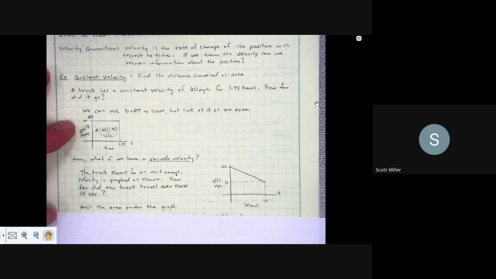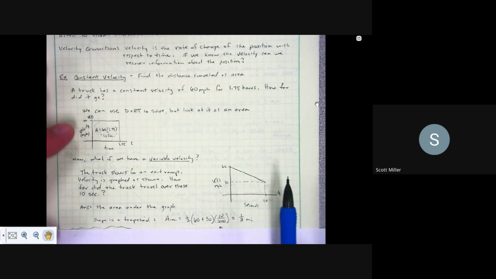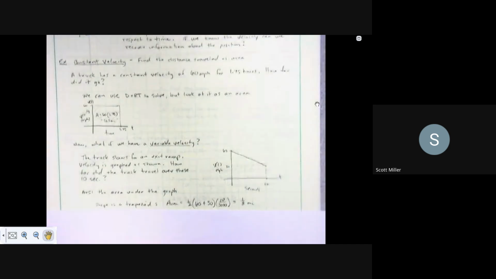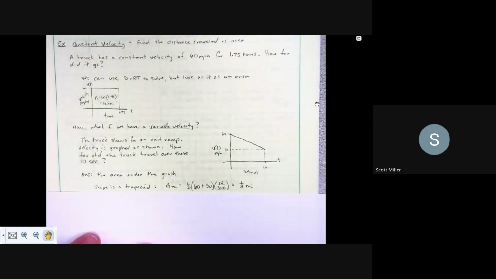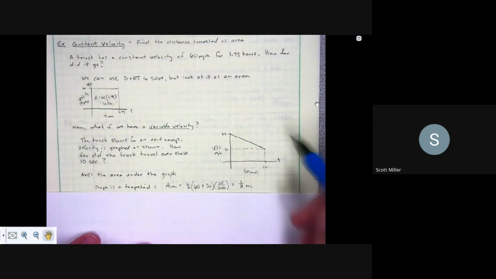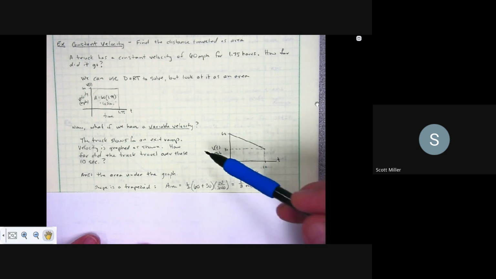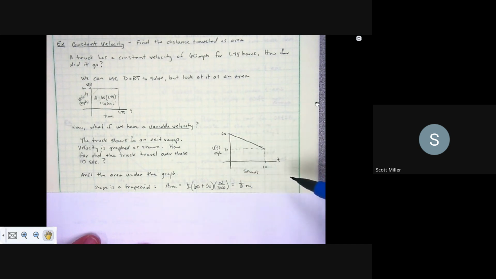Well, that area is a trapezoid. So it's the shape of a trapezoid. The formula for the trapezoid is 1/2 the base 1 plus base 2 times the height. Okay, but we have to make sure we have proper units. This is the unit in miles per hour, and this is a unit in seconds. Your time units have to agree, which means I'm going to take the 10 seconds and change it to an hour format.